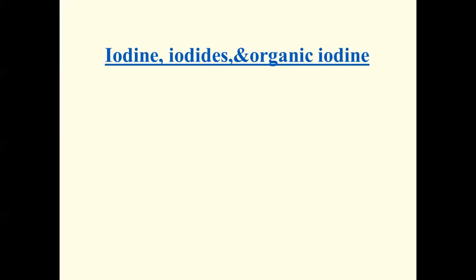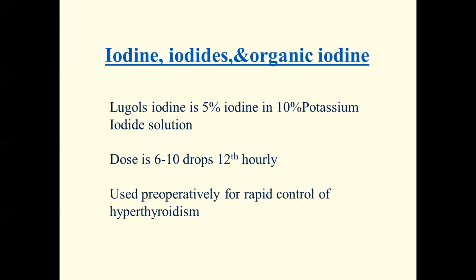A second group of drugs that are used are the iodides. We have Lugol's iodine, that is 5% iodine in 10% potassium iodide solution. The dose is usually 6 to 10 drops once daily or twice daily. It is primarily used preoperatively, in the 10 days prior to surgery, for rapid control of hyperthyroidism. It shrinks the gland, makes the gland less vascular, and also reduces the hyperthyroidism.